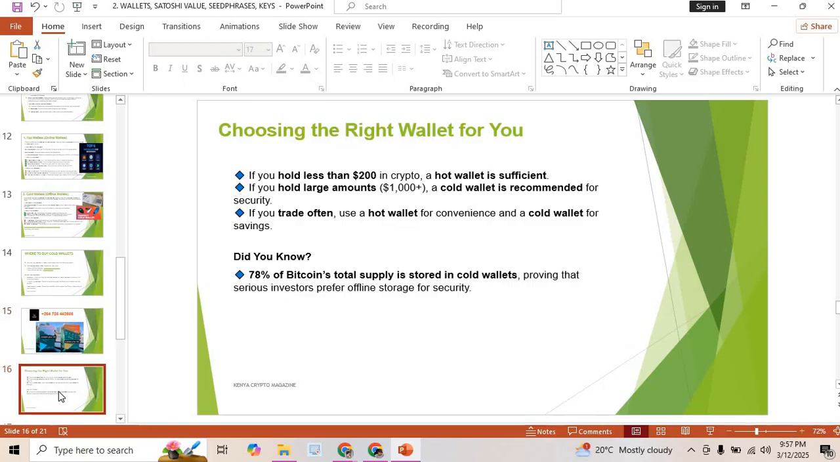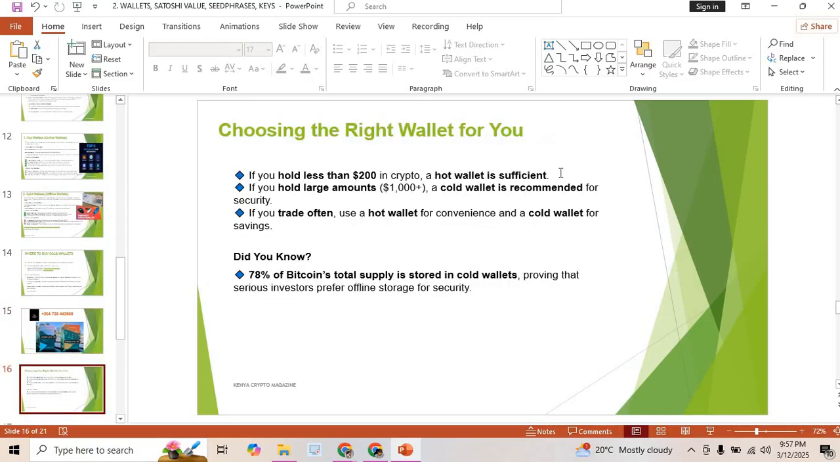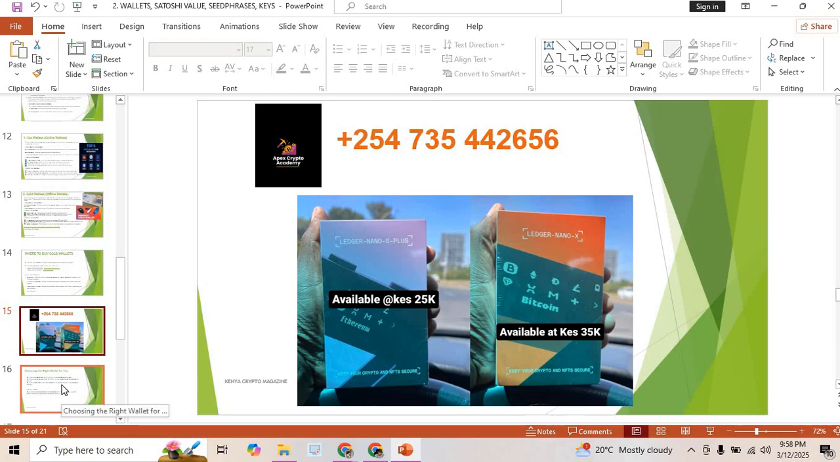Anyway, choosing the right wallet for you. How do we get to know the right wallet that you're going to use? If you hold less than $200 in crypto, a hot wallet is sufficient. $200 is almost the same price as a cold wallet, so there's no need to buy a cold wallet at that juncture. The hot wallets are what we've discussed: MetaMask, Electrum, Exodus, imToken, Trust Wallet, Venom Wallet, and Solana, I've forgotten the name. You can connect from those.